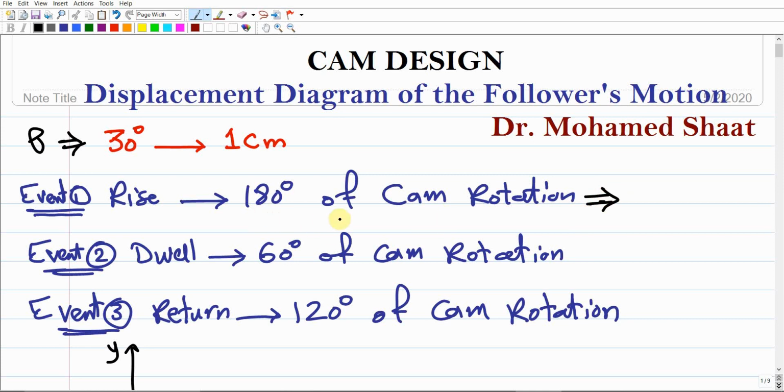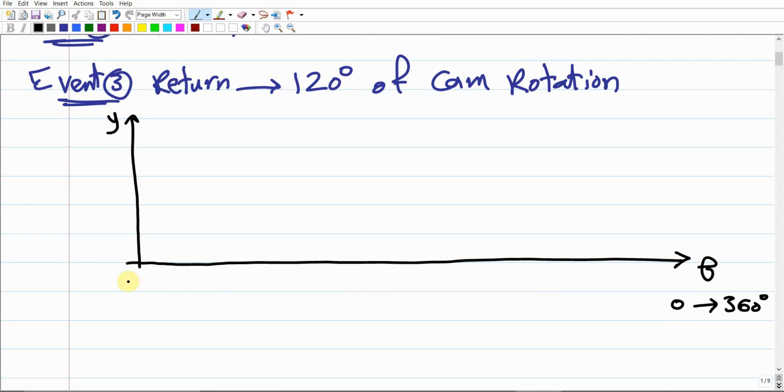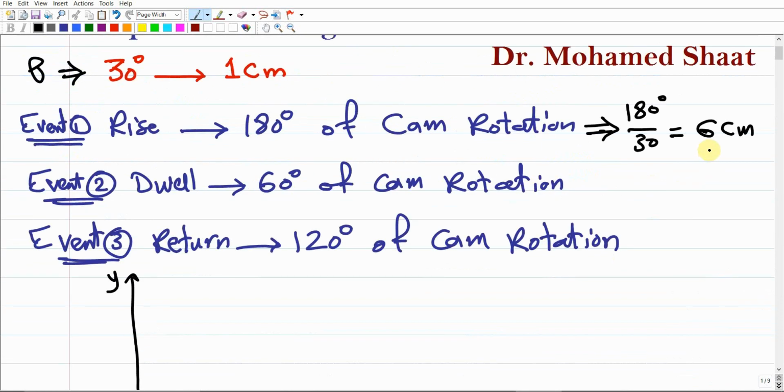So according to this scale, the 180 degrees of the cam rotation is equivalent to how many centimeters over the theta axis? Just do this simple calculation: 180 divided by 30 gives you the centimeters directly, which is 6 centimeters. So it means that the 180 degrees during the rise period should be represented over the displacement diagram as a length of 6 centimeters.